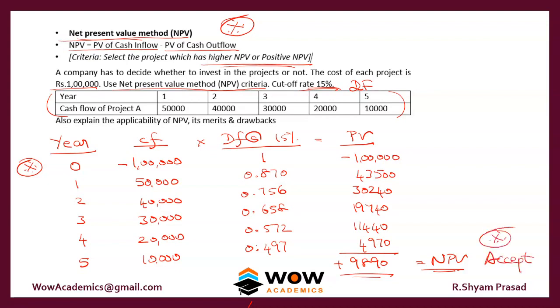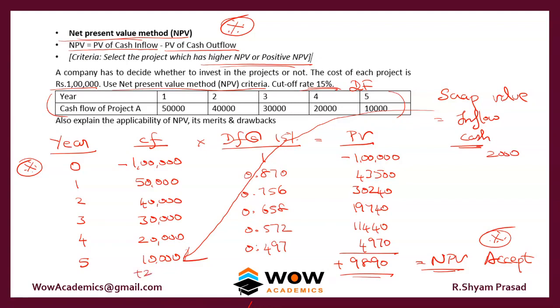So that's about the NPV and the criteria. If the sum has a scrap value, it is a cash inflow. It's an inflow of cash. So what you do is in the last year you just add the scrap. So assume the scrap value is like 2000. So you add the 2000 to the 5th year, so that comes to 12,000. So you can multiply 12,000 into 4.497 and then get the answer. So adding the scrap value is also important, but in this problem we don't have the scrap value. So that's about the NPV method.